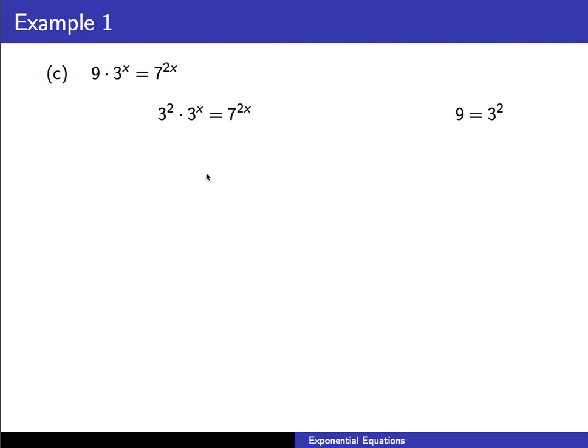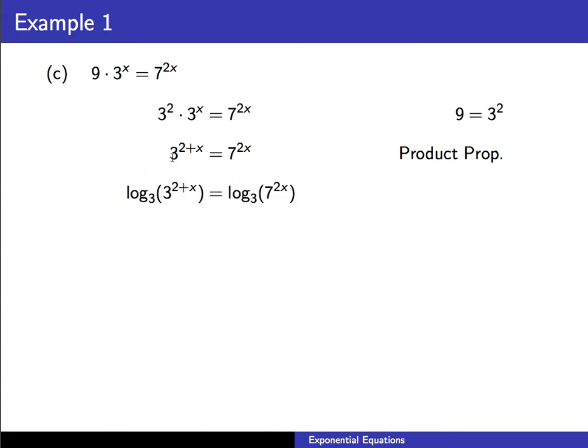7 to the 2x power, and then using our product property for exponents, 3 to the second power times 3 to the x power is 3 to the 2 plus x power. So we have 3 to the 2 plus x power equals 7 to the 2x. Now we can take the logarithm of both sides, and I'm just going to take log base 3 of both sides since I usually go with the smaller value anyway.